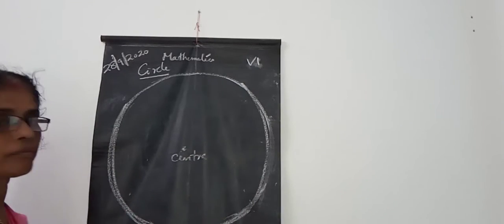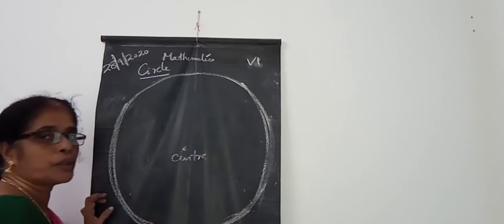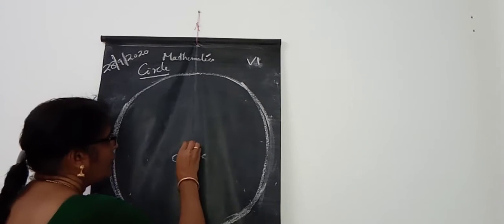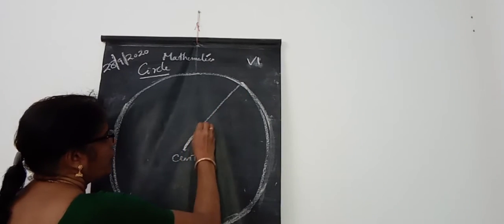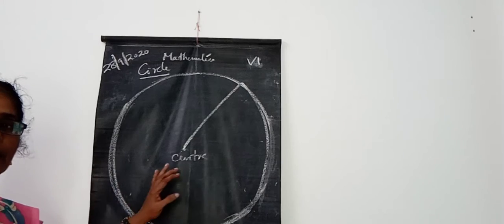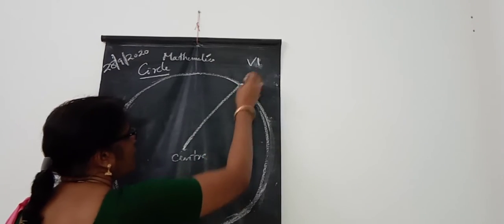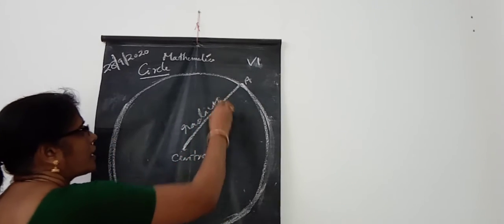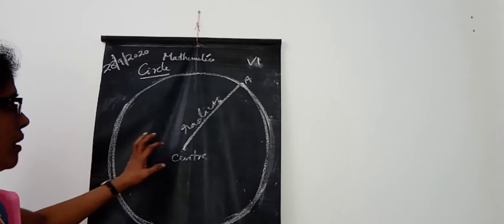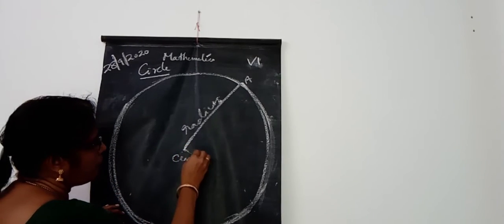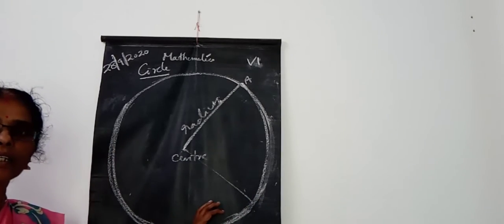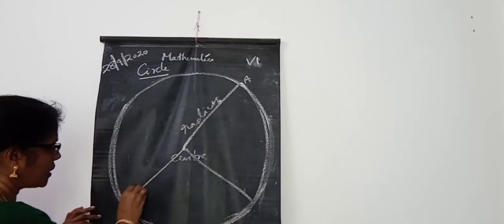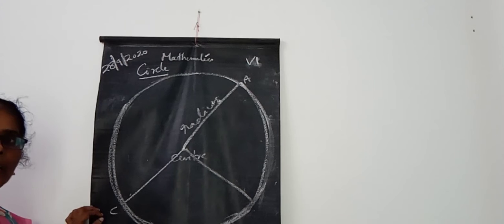And next, look here. When we draw a line segment from the center to the circle, we can call it a radius. That is radius, R-A-D-I-U-S. When we draw a line segment from the center to the circle, that is radius. This one is also another radius. And from center to circle, AC, that is also another radius.